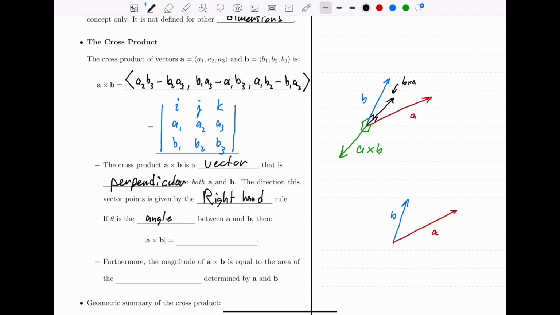The angle between them is right here. This is theta. Turns out that the magnitude of the cross product is equal to the magnitude of the vector A times the magnitude of the vector B times the sine of the angle between them.